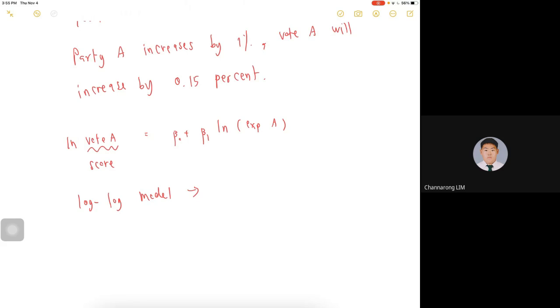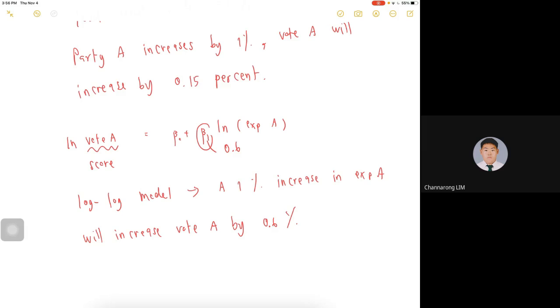For example, if your beta 1 is 0.6, it means that a 1% increase in expenditure A will increase vote A by 0.06%. And again, you can use beta 1 to interpret your result. You don't have to do anything with it.